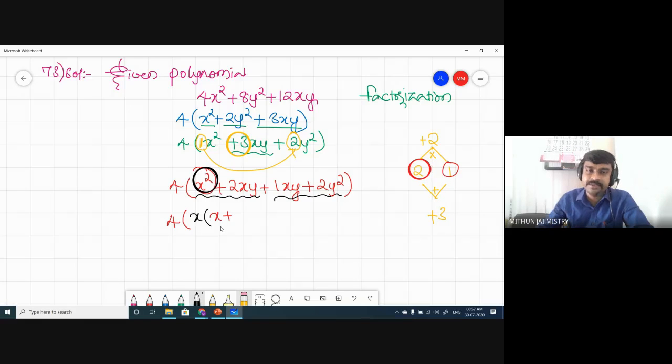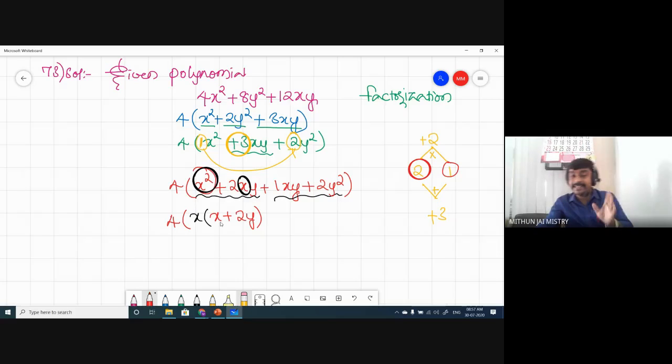Now the second term. The plus I have written here. In the second term, you can see x is there, so that x is common. Common means it has gone outside. So when x has gone outside, what is left? 2 is left and y is left. I hope you're understanding. So from the first two terms, I have taken x plus 2y as common.